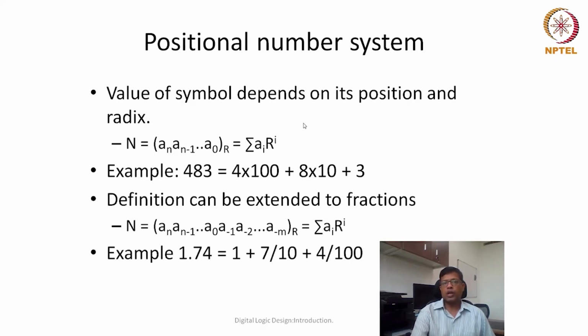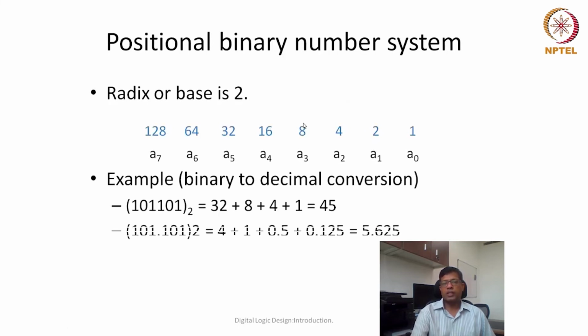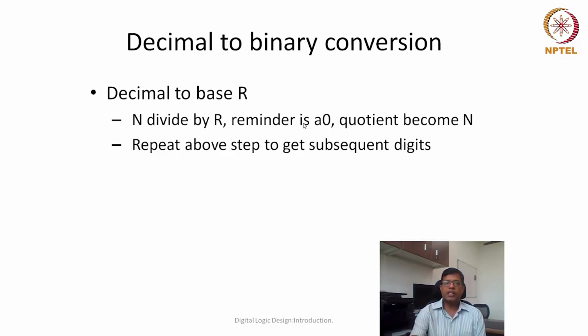Okay, so now we can summarize that this binary system can be represented, and we also know how to convert it. If a binary number is given, then we know how to convert it into a decimal number. Let us see the next thing: if a decimal number is given, how to convert it into a binary number, or in general to any number with base r.